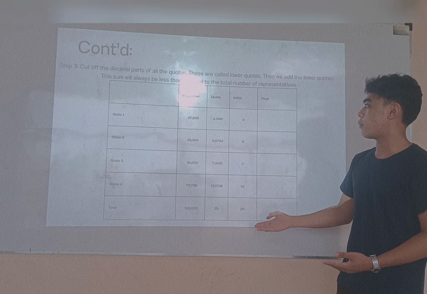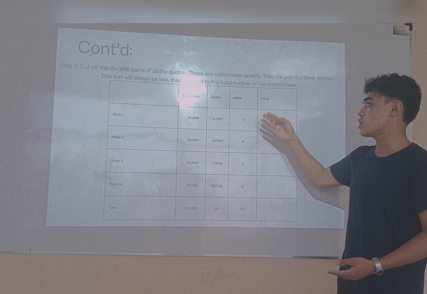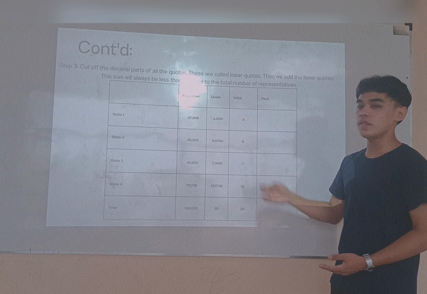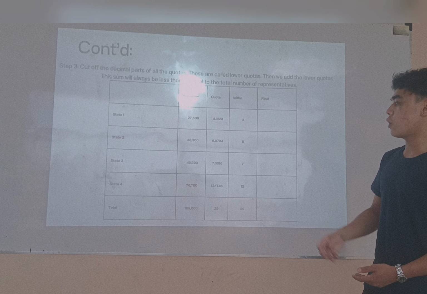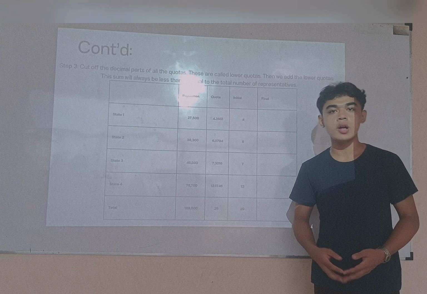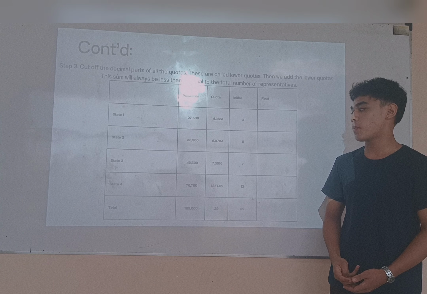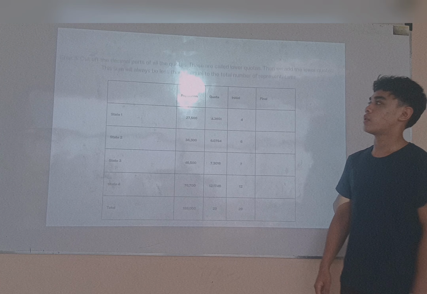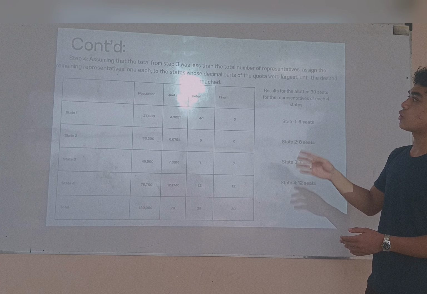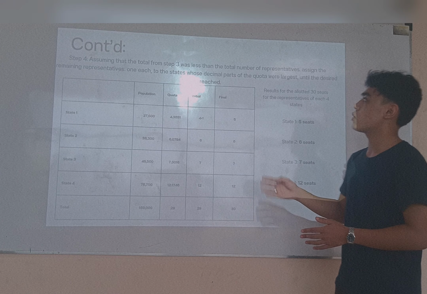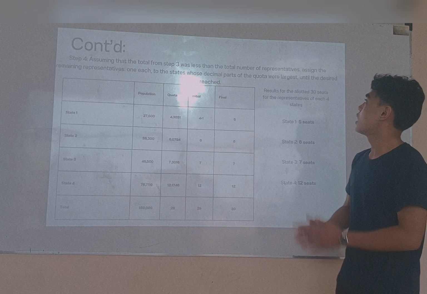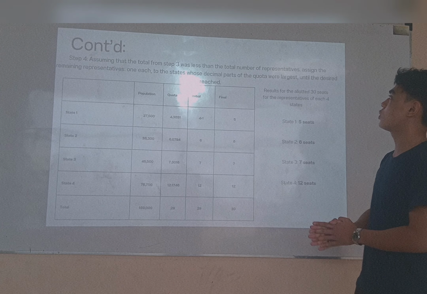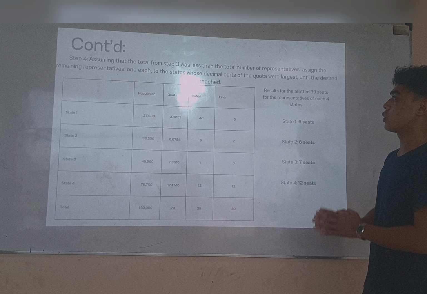So in this example, we get the total initial representatives in each state equal to 29, and our seats is equal to 30. So in order to allocate the remaining 1 seat to our representative, we need to apply step 4. Assuming that the total from step 3 was less than the total number of representatives, assign the remaining representative 1 each to the states whose decimal parts of the quota were largest until the desired total is reached.